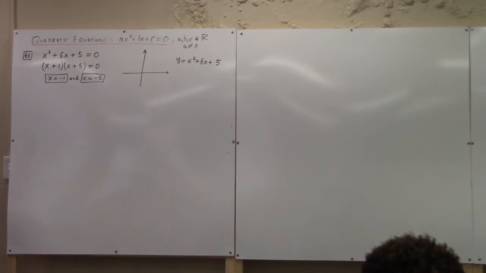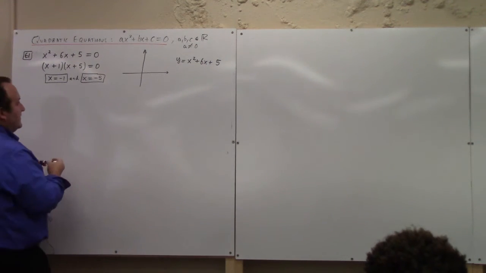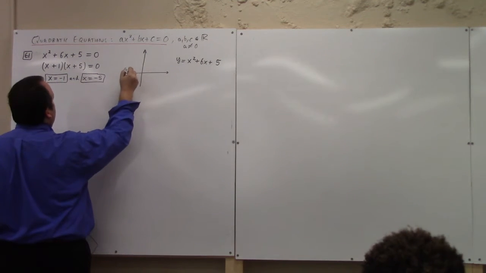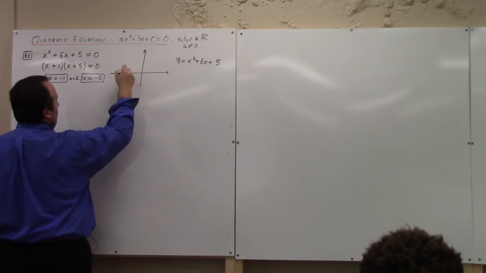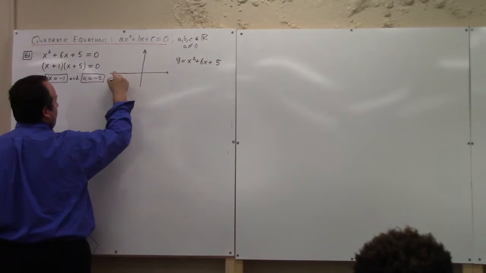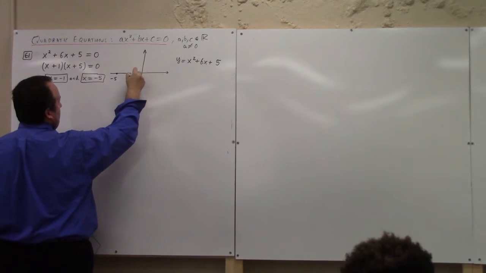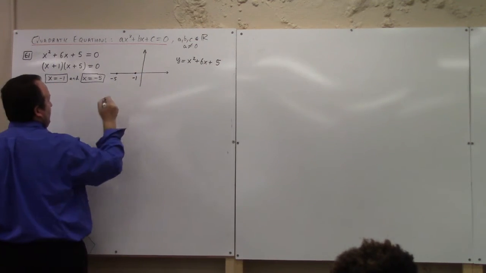What does it mean when we solve this equation? You've got x plus 1 times x plus 5 equal to 0. What does that mean graphically? It means that y is equal to what at the solutions? 0. Right. So we know 2 points on the graph. In particular, -5 and -1. Those are 2 points on the graph.